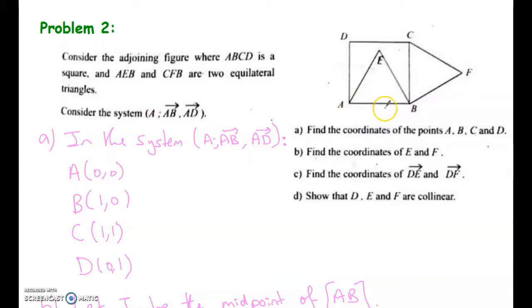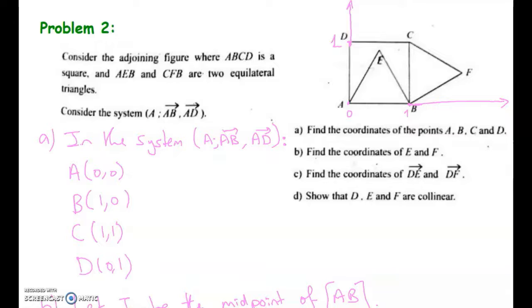Now consider the system A, AB, AD. So this is the origin, 0. On the x-axis, if you want to consider this as the x-axis, this would be 1, and if this is the y-axis, of course AD, then D would be 1. So at D we would have 1. So you can think of it as such.